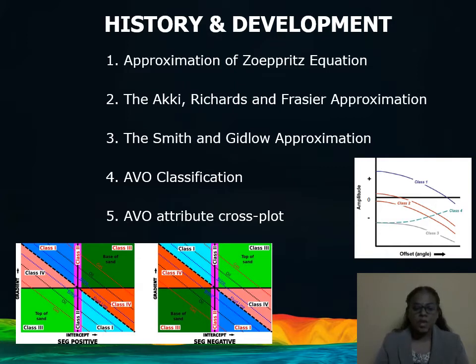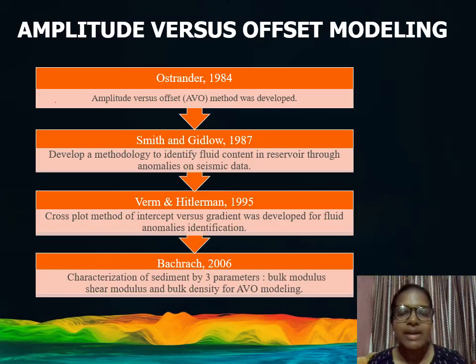According to Rutherford and Williams' classification, the slope of the reflection coefficient curve is negative for all classes. The reflection amplitude decreases with the angle of incidence. However, the absolute amplitude can increase with angle of incidence as depicted for class 2 and 3 AVO gas saturated anomalies. In 1997, there was an extension of this paper by Castagna and Swan where they cross-plotted the AVO attributes.